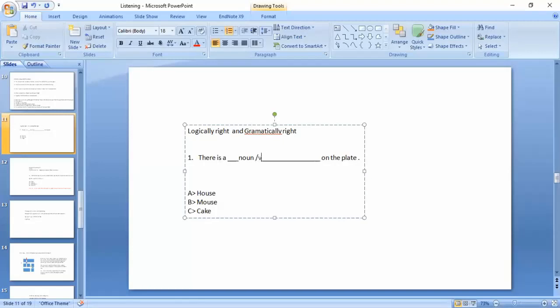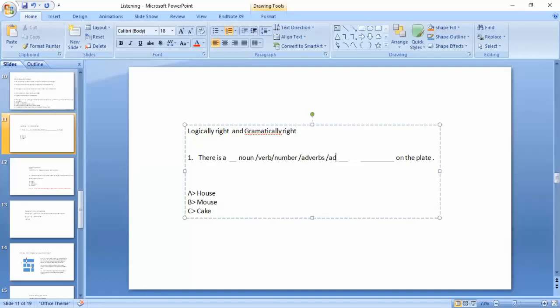And there cannot be a verb or number or adverbs or adjectives and so on. So the only option that will be suitable here will be a noun.